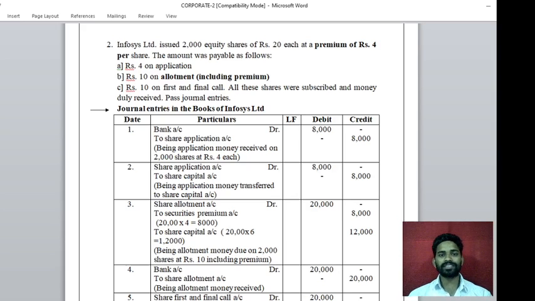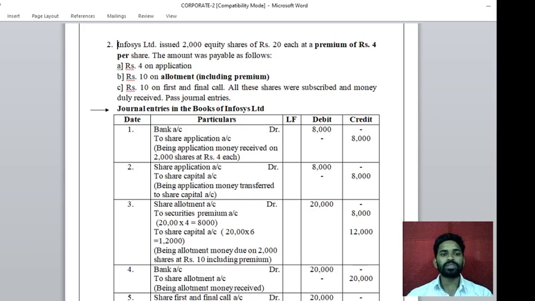Hi students, in the last class we discussed a problem on the issue of shares at premium. We saw how to pass the journal entries related to the issue of shares at premium, and we solved one problem on it. I hope all of you understand that problem. So now we will see one more problem on the issue of shares at premium.